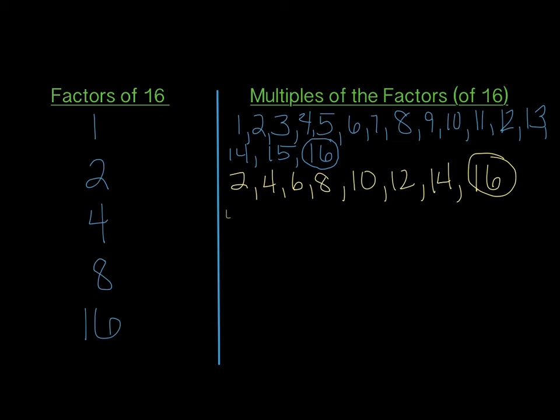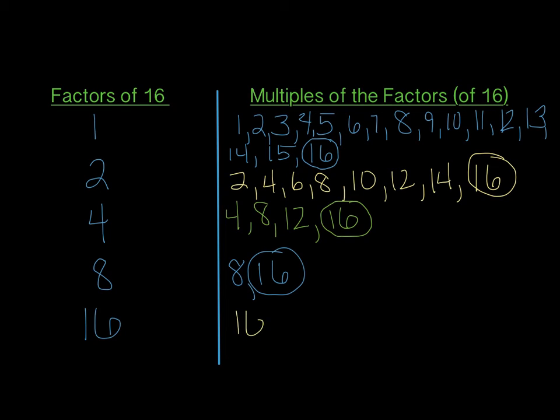Okay, I'm going to do the multiples of 4. So we're going to have 4. 2 times 4 is 8. 3 times 4 is 12. 4 times 4 is 16. We're going to stop there because we hit our 16. And then we're going to look at 8. So we start with 8. 8 times 2 is 16. Boom, I'm done. Circle the 16, and then of course we're going to look at 16, and we're done.